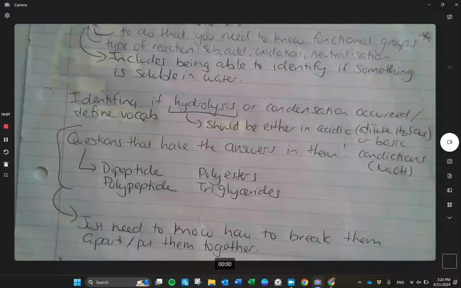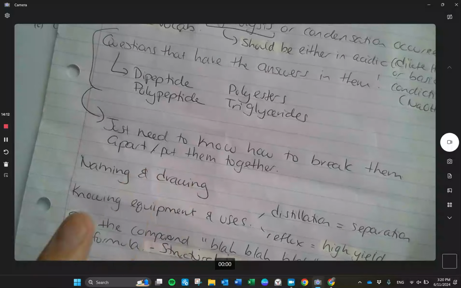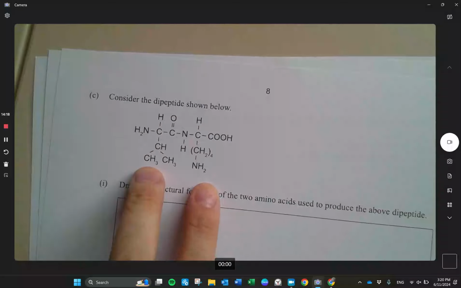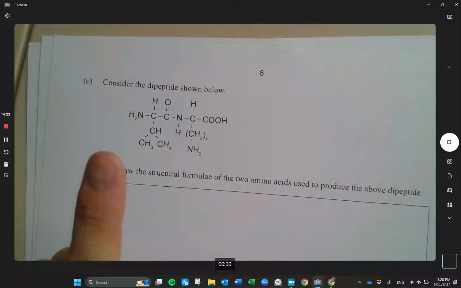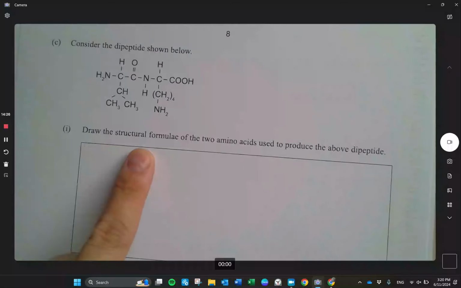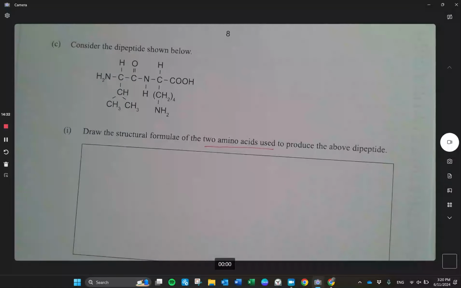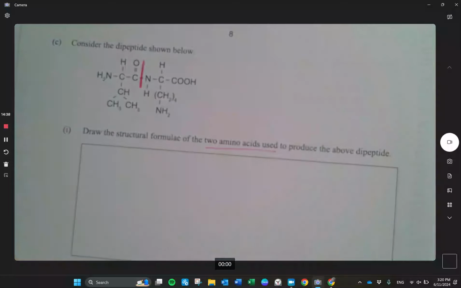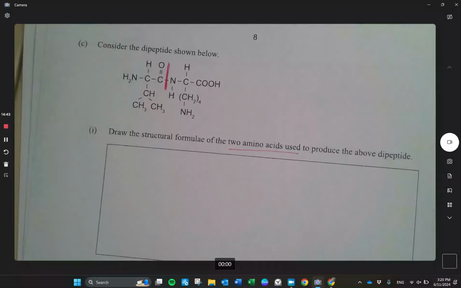So this here, you see how you have a dipeptide? This one is coming back. So you have a dipeptide here, and what they're asking you to do is draw the structural formula of the 2 amino acids that are used to produce that dipeptide. So all you need to do is split it here, because we know that's where the amide is. So all right, you cut it here. Now you see how on this side here, that's the carbonyl. So carbonyl gets the alcohol.